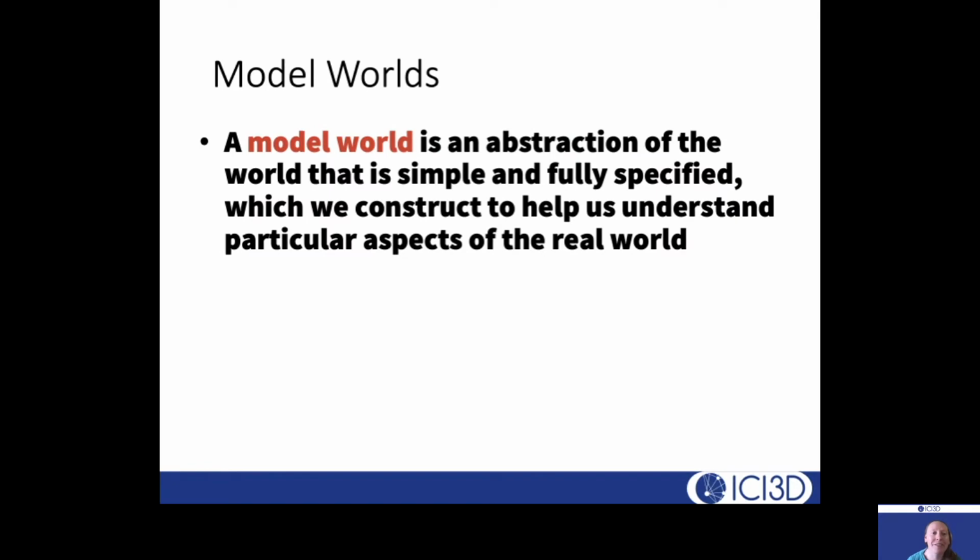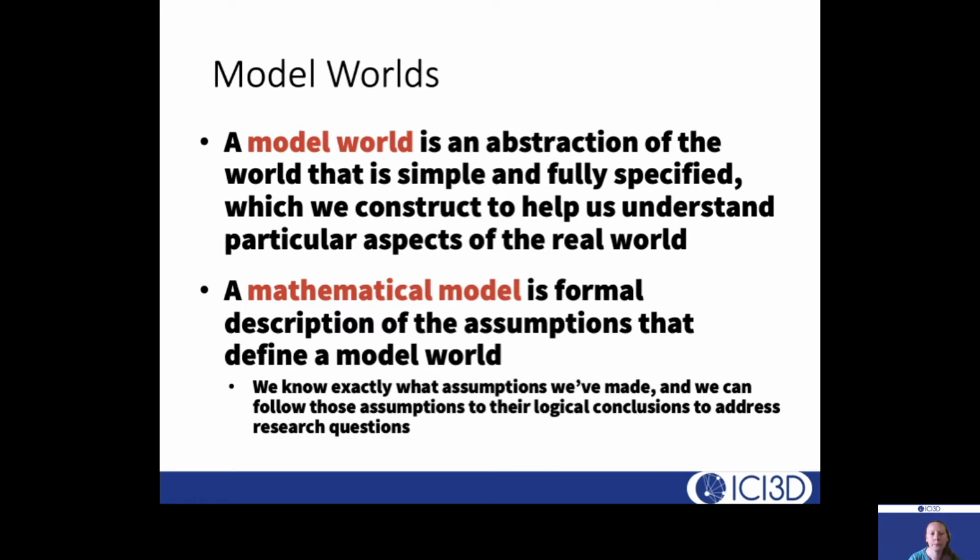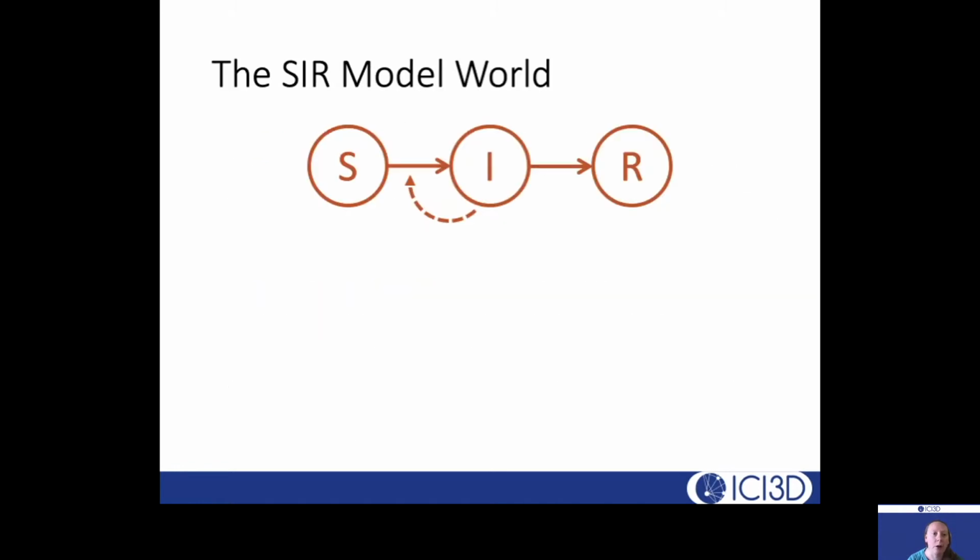A model world is an abstraction of the world that is simple and fully specified, which we construct to help us understand particular aspects of the real world. And a mathematical model is a formal description of the assumptions that define a model world. We know exactly what assumptions we've made, and we can follow those assumptions to their logical conclusions to address a research question. So this is the SIR model world, which you should now be familiar with.